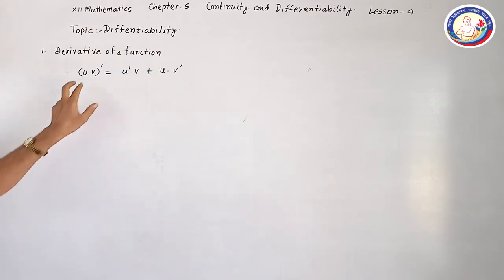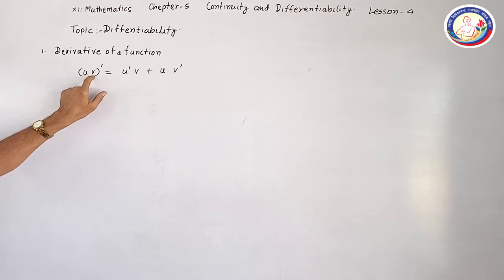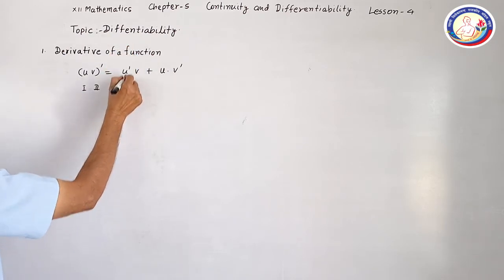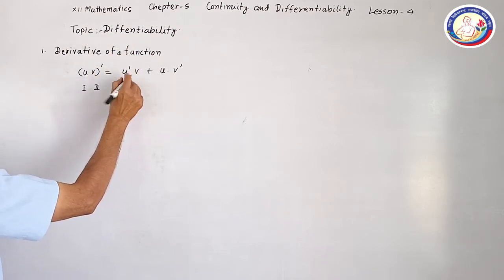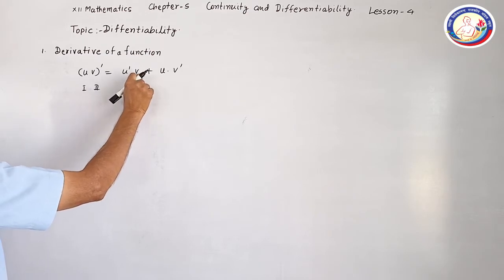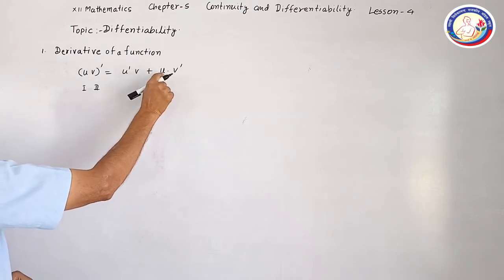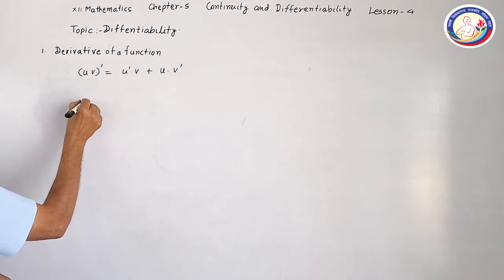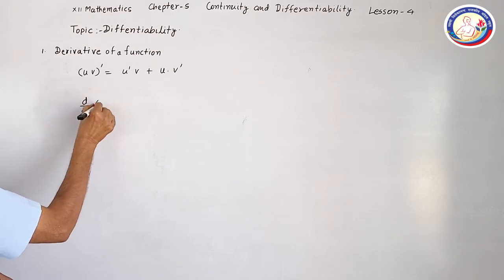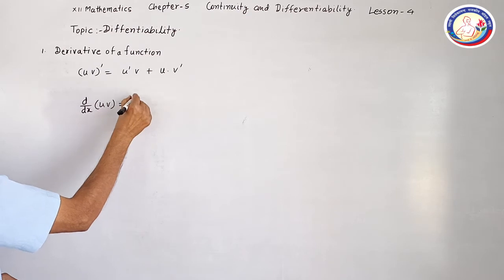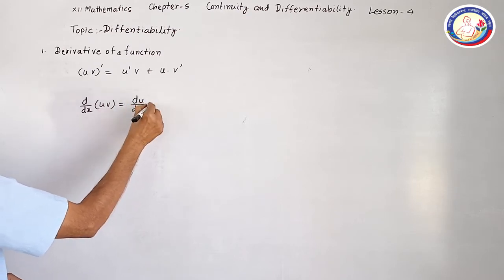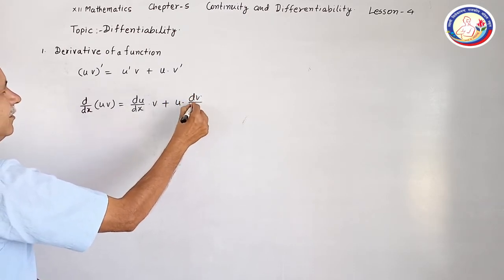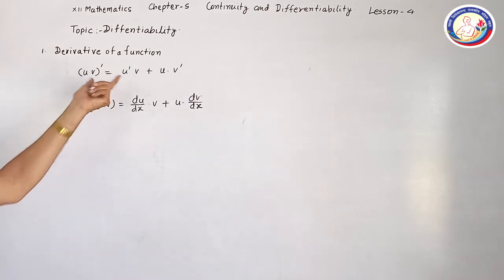Listen again. Derivative of the product of two functions: just say this is the first function and this is the second function. We find the derivative of the first function and multiply it by the second function, plus the first function as it is and the derivative of the second. And we can write it also as d/dx. This is the product rule or Leibniz rule.